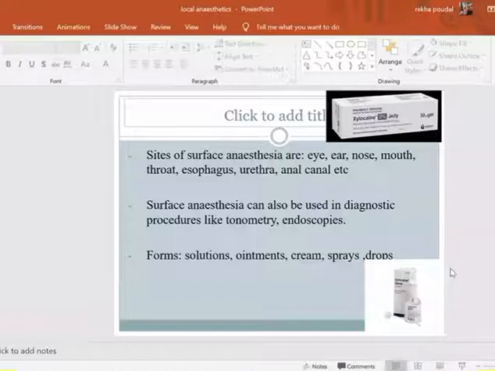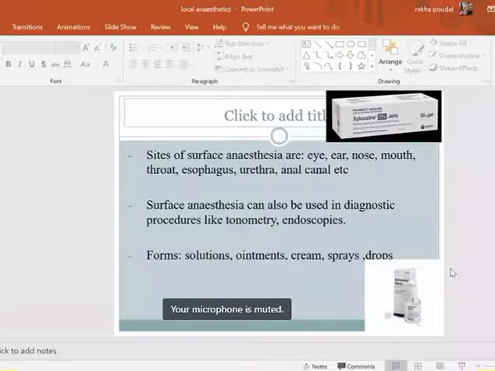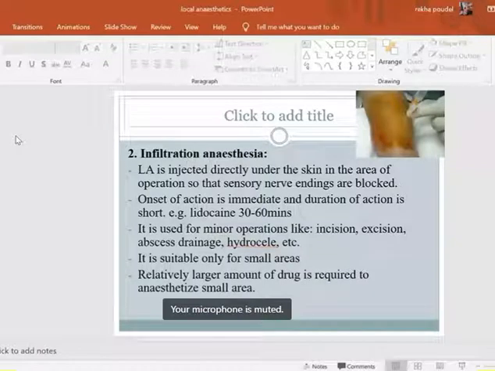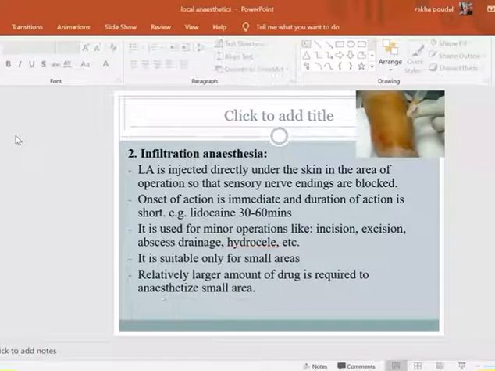Now coming to another form, that is infiltration anesthesia. So what does infiltration anesthesia mean? Here local anesthetic is injected directly under the skin in the area of operation so that sensory nerve endings are blocked.